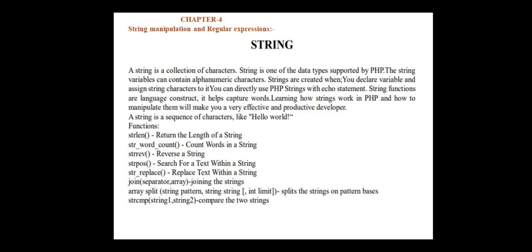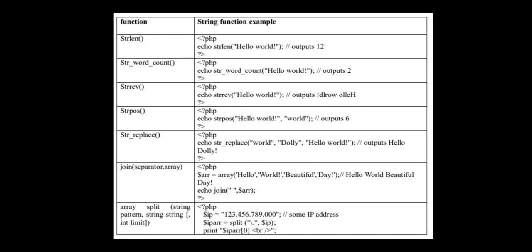Okay, so strcmp, give string 1 comma string 2, means which has to be compared, the first string and the second string. So those two are the parameters, string 1 and string 2. Compare the two strings, that is strcmp. So you can see how we are using strlen, str word count, str reverse, strpos and all. So string length, you can give this example: PHP equals string length hello world. So output will be 12, means it is counting the particular string.